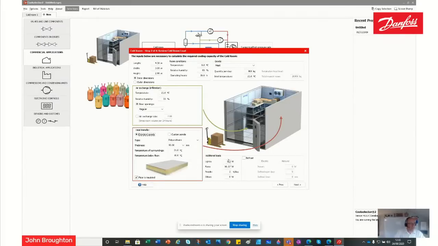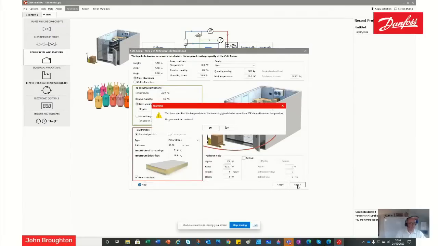Our additional load. So we've got lights, fans, people. Generally, in a morgue cold room, you wouldn't have people going in the store. You would be pulling the bodies out on a tray. Fan load, light load. Again, generally, that would be a lot less. But let's leave it as the calculated 108 watts for now. Defrost, it would be natural defrost. So let's click next.